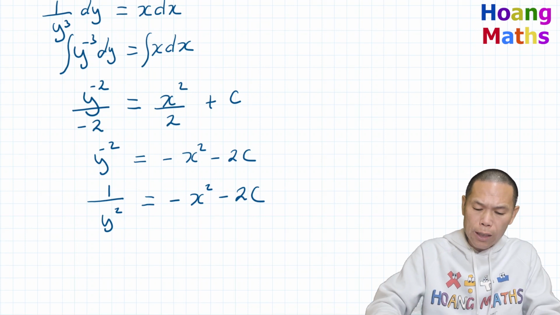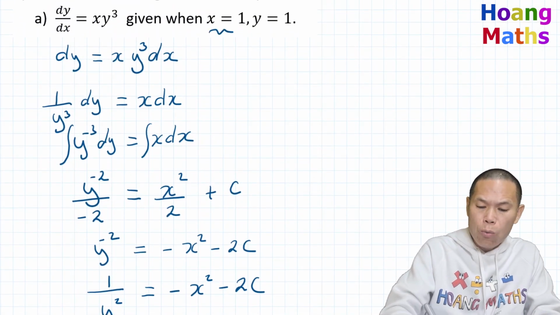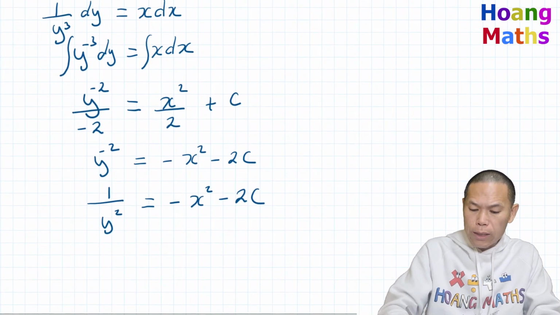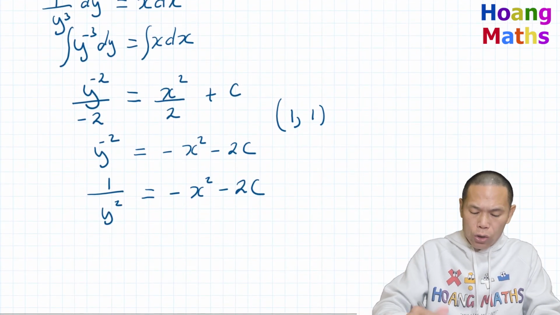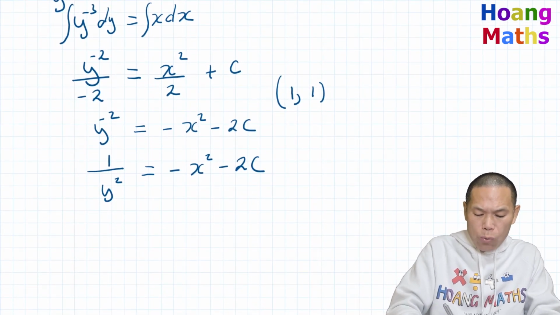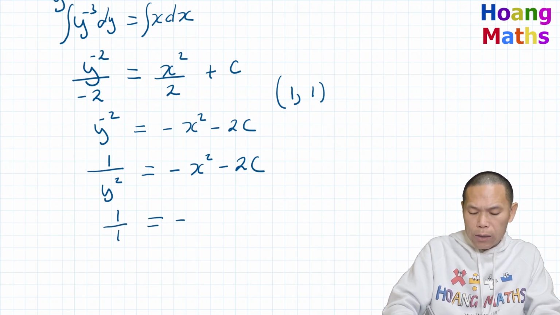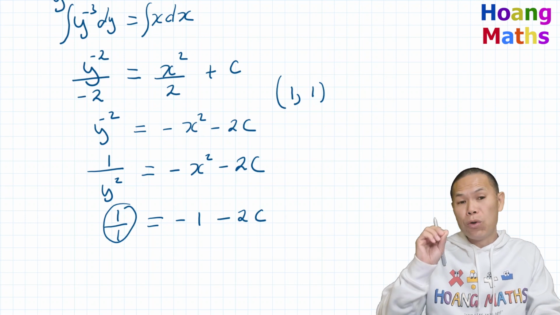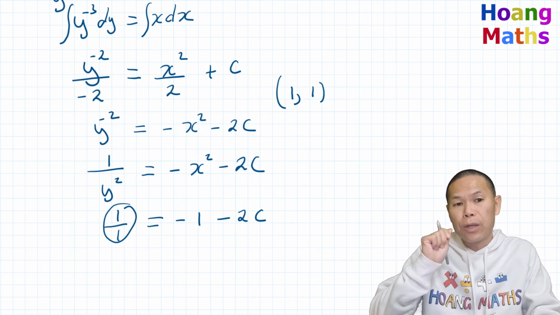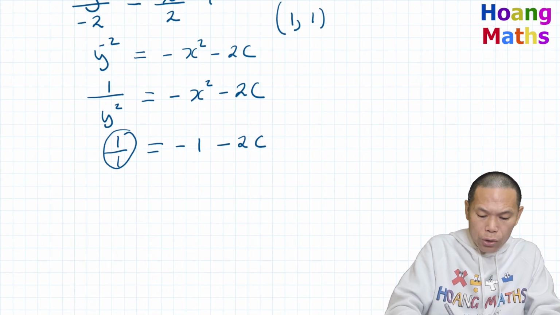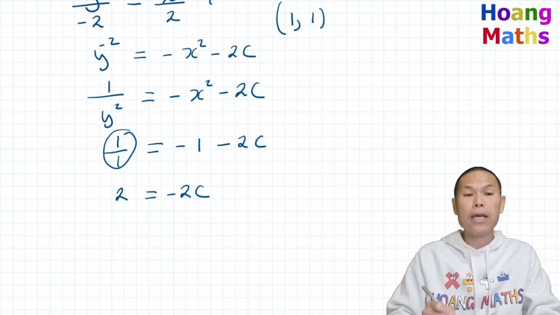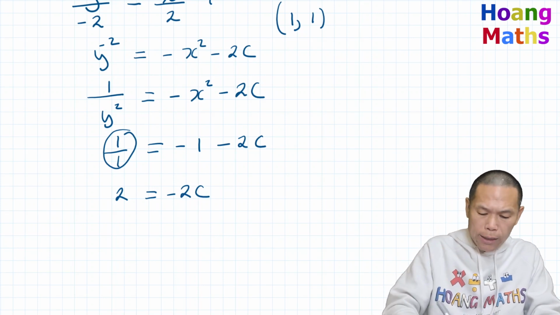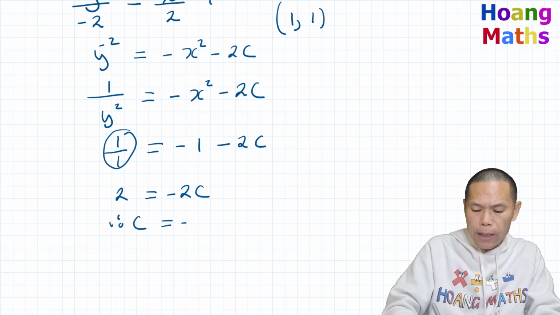Now let's solve for c. We know that when x is 1, y is 1. So let me write this down here: x is 1, y is 1. So there you go. Now y squared, that means 1 squared is 1. So 1 over 1 is exactly the same as negative x squared, so 1 squared is 1, minus 2c. And then this becomes 1. And I move negative 1 to this side. So 1 plus 1 gives me 2. So this means that 2 is negative 2c. And I divide by negative 2 on both sides. So therefore, c is negative 1.